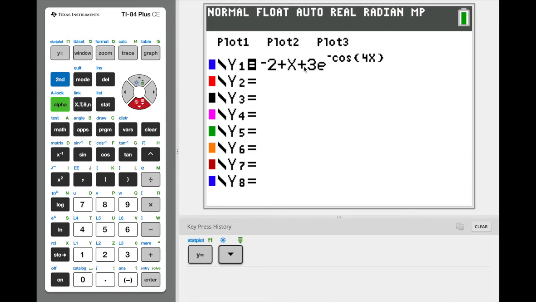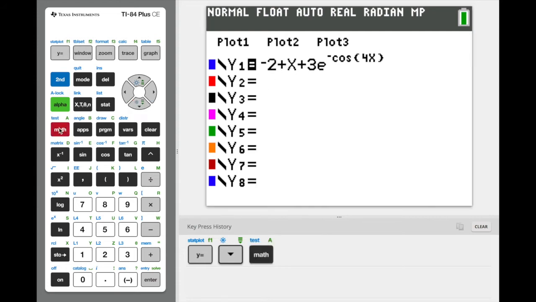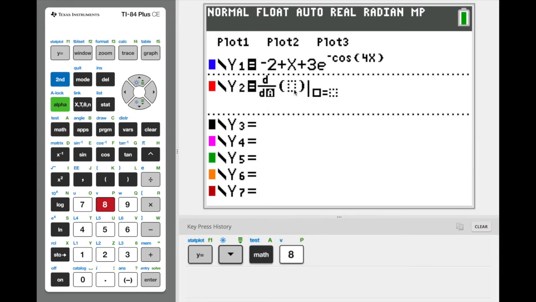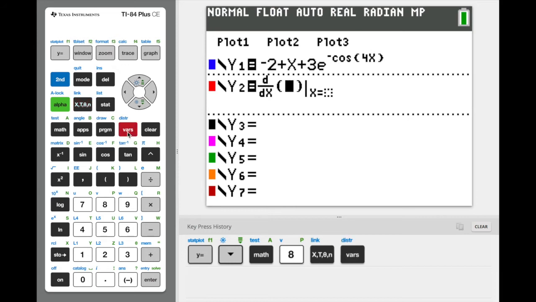This is already the first derivative, but we need to know where the second derivative changes signs. So I'm going to go to my math menu, to nderiv, which is the number 8, and it's going to pull up our formatting for the derivative. So I'm going to take the derivative with respect to x, and instead of typing this whole equation in, I'm going to go to my variables.